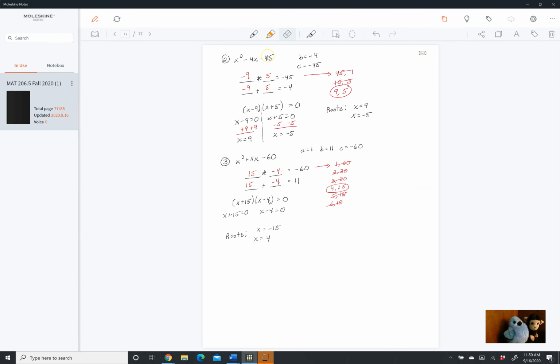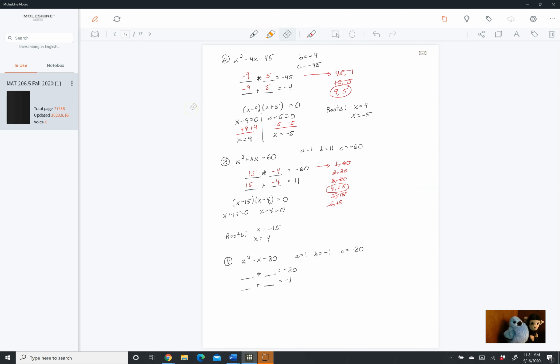Okay. Let's take one more with an a equal to 1. So x squared minus x minus 30. So again, it's good to identify your a, b, and c. Here, the a isn't important because our a is 1. Our b is -1. Our c is -30. Okay, so what does this mean? We need two numbers that multiply to -30 and two numbers that add to -1.